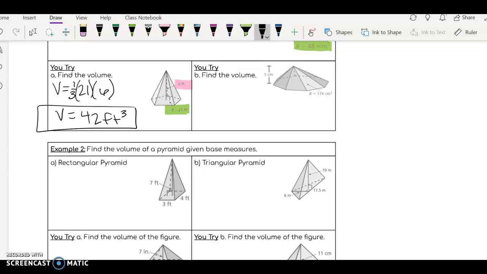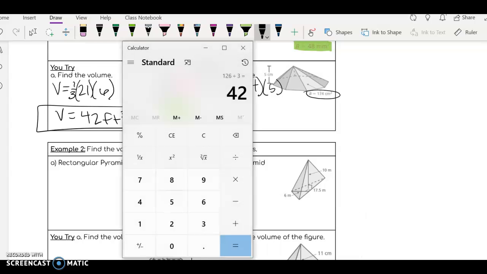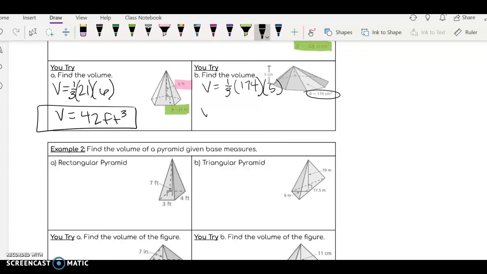So for B, we have volume equals 1/3 the area of our base, which is 174, times our height, which is 5. And so we're going to do 174 times 5, divide by 3, and we get 290. So volume equals 290 centimeters cubed.